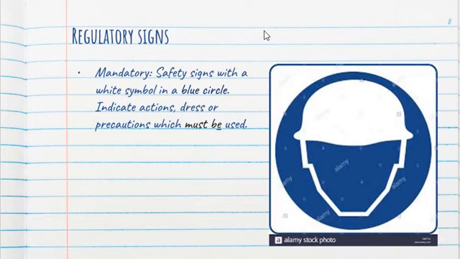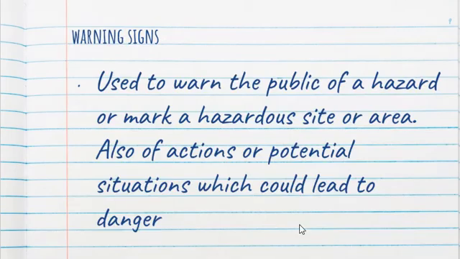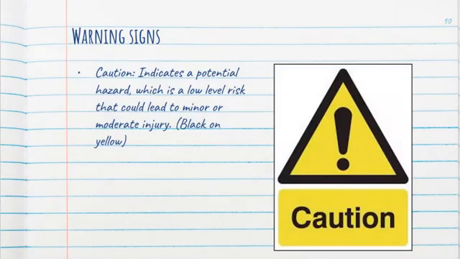Another regulatory sign are what we call the mandatory signs. So these safety signs are with a white symbol in a blue circle. It indicates actions, dress, or precautions which must be used. So this is the blue circle, and the symbol is white. And then we also have warning signs. So these are used to warn the public of a hazard or mark a hazardous site or area. Okay. An example to this one is this.